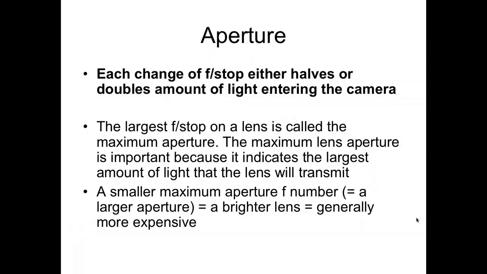The maximum lens aperture is important because it indicates the largest amount of light that the lens will transmit. For example, in the previous slide, I had said that a 2.8 was the maximum aperture on the lenses that we have for the journalism program. On the flip side, a smaller maximum aperture f number, a larger aperture, a brighter lens is generally a little bit more expensive. All right.